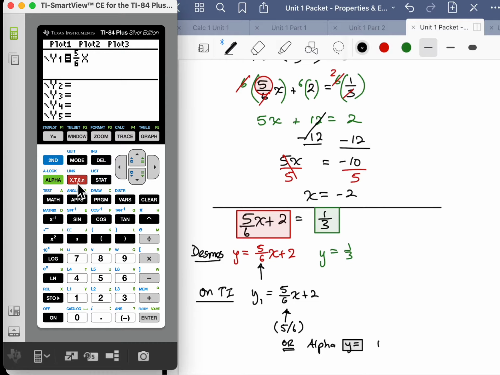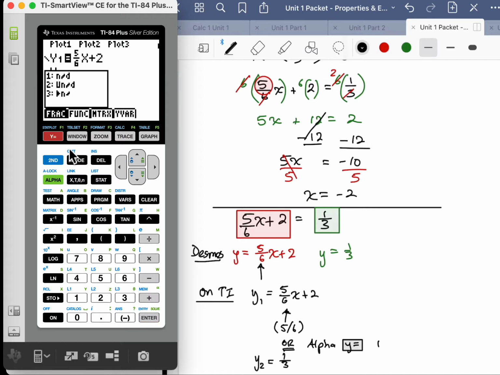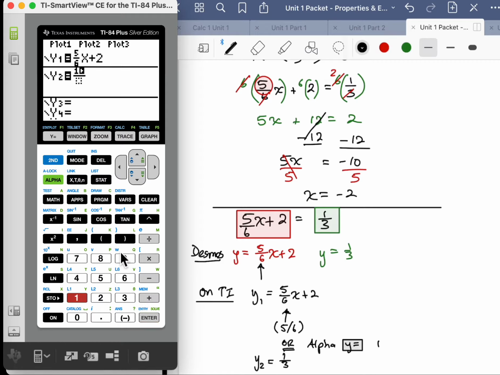Then you add a 2. So plus 2, that should be fine. Then hit enter, enter to lock it in. That's pretty typical. Most of the time, if you're going to lock something in, you hit enter. Then I want to get a 1/3. So that'll go in y2. Again, I could do that with alpha y equals to make it look nice, or I could just type in 1 divided by 3. Alpha y equals option 1, 1, down, 3, over, enter to lock it in.